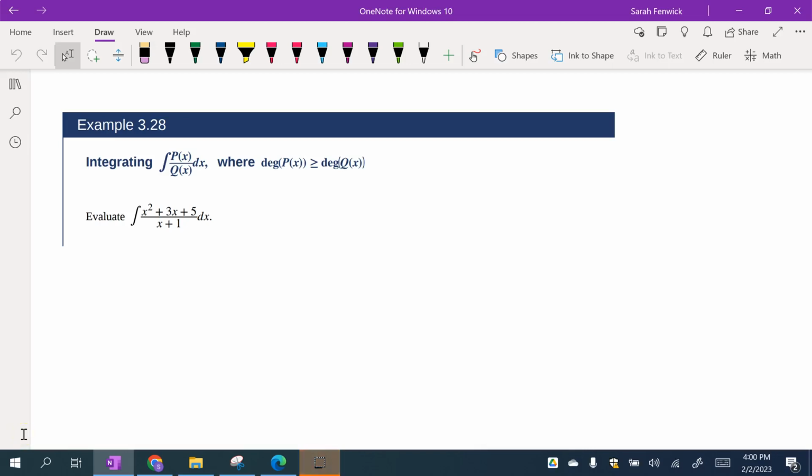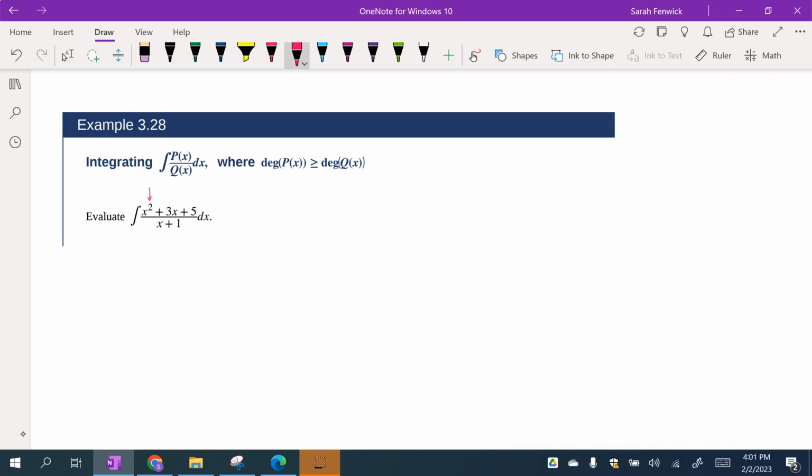In OpenStax Calculus Volume 2, we are working in Section 3.4 on partial fractions, and I'm taking this slow and easy to make sure everybody understands the different types of problems and how to break them up. So in this particular problem, since our top power is higher than our bottom power, the degree of p of x is greater than or equal to the degree of q of x, then we're going to use long division for this, okay?